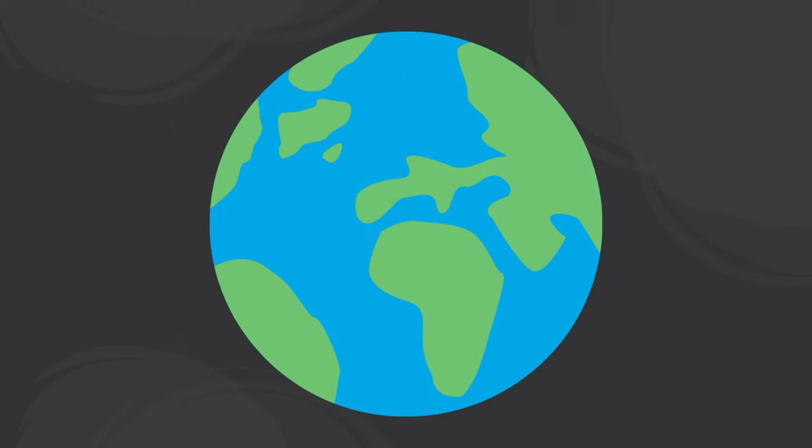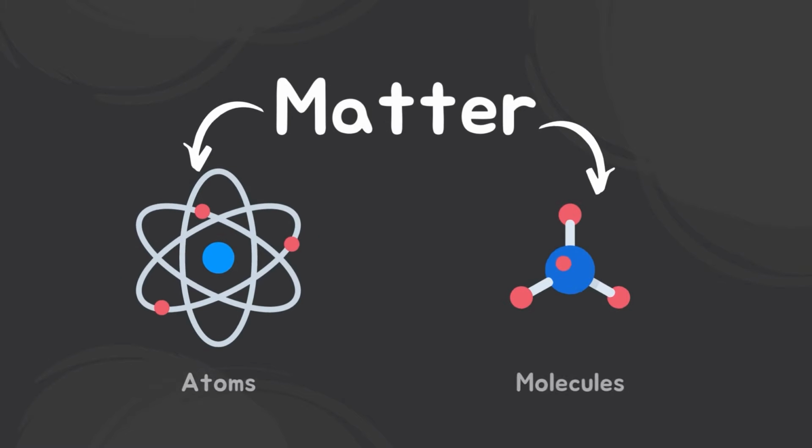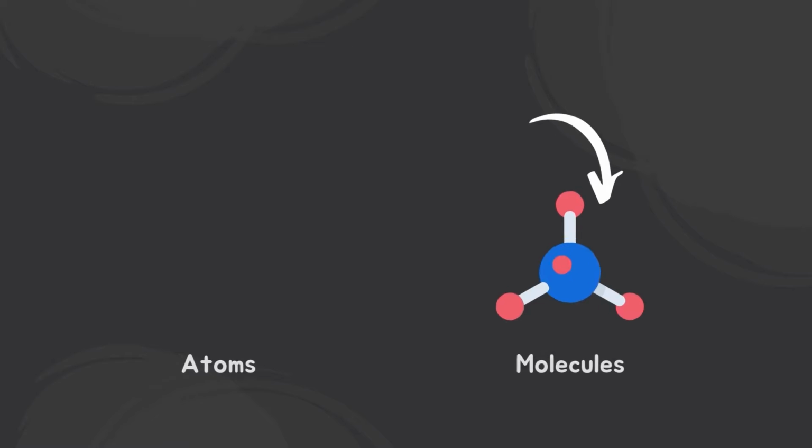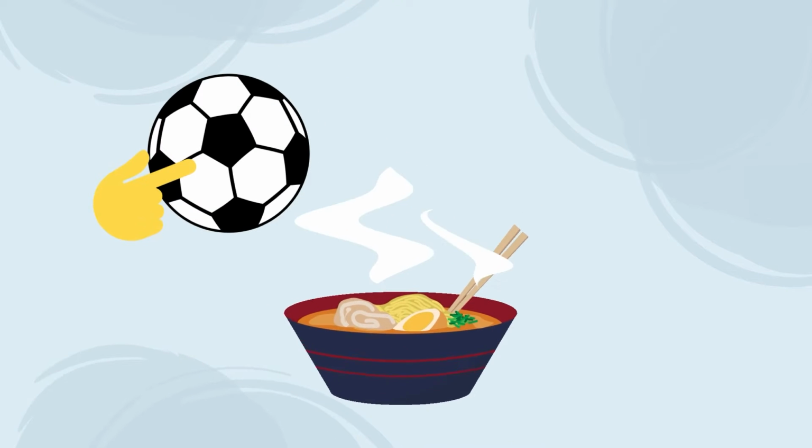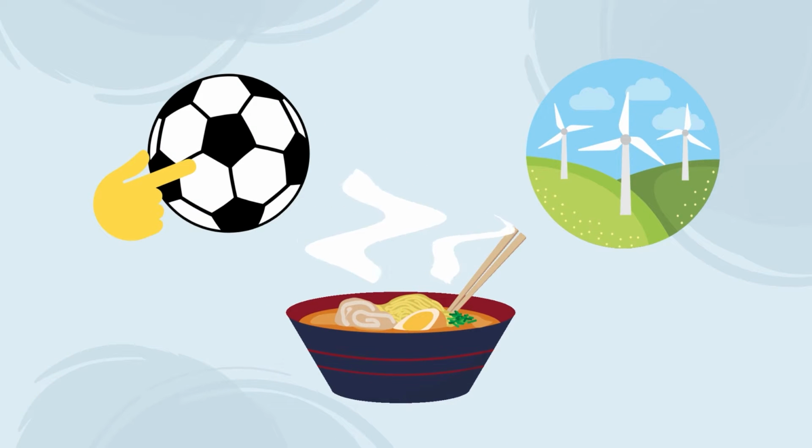Let's start at the beginning with matter. Everything that exists in the world is considered matter. What is matter? Matter is made out of tiny particles called atoms and molecules. Everything that we touch, eat, and even the air around us is matter. Everything that exists, occupies space, and has some sort of mass is considered to be matter. Mass is how much matter something contains.